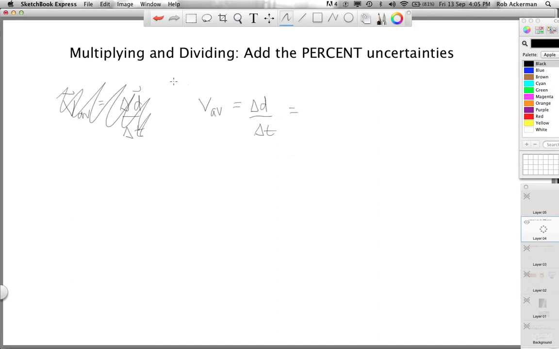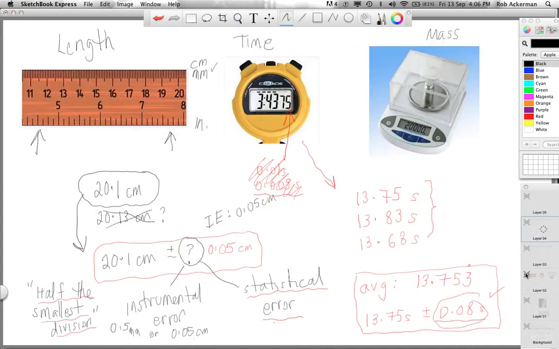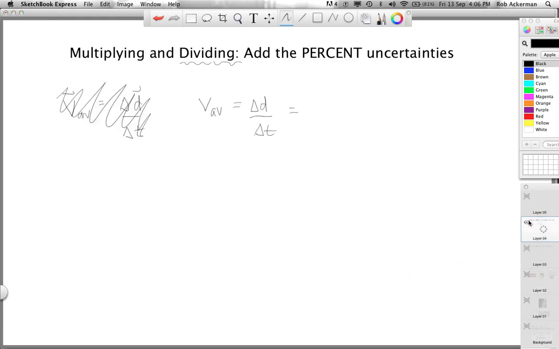So here you have to divide. You have to divide a distance measurement, which you may get using a ruler, the way we discussed over here. And you're going to divide it by a time measurement that you might get using a stopwatch like we discussed over here. So you know what? Let's pretend this is the distance, and let's pretend that this is the time, just so we can use some numbers that we already have looked at. 20.1 plus or minus 0.05.